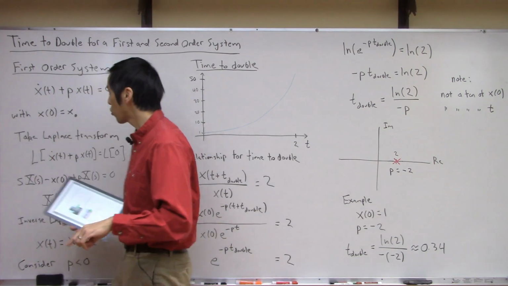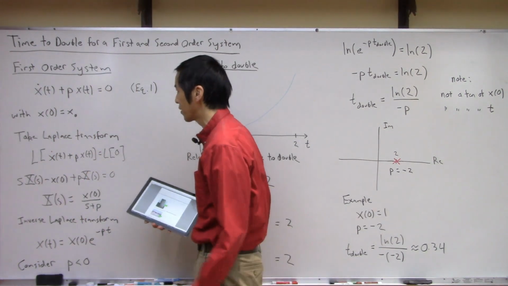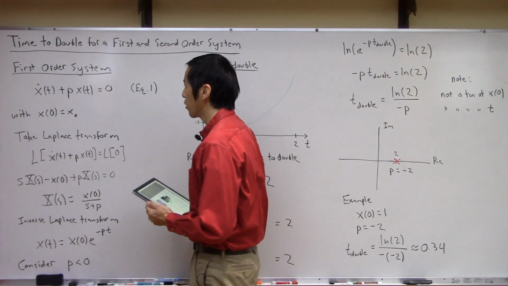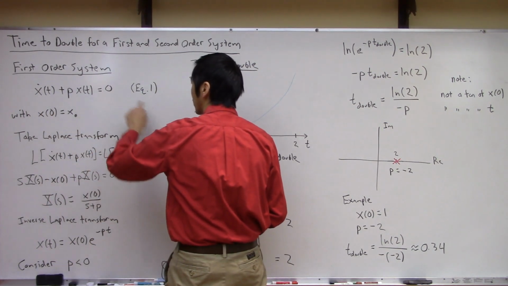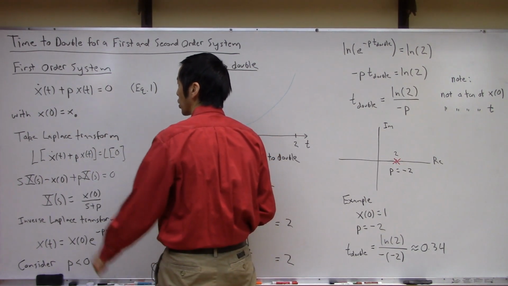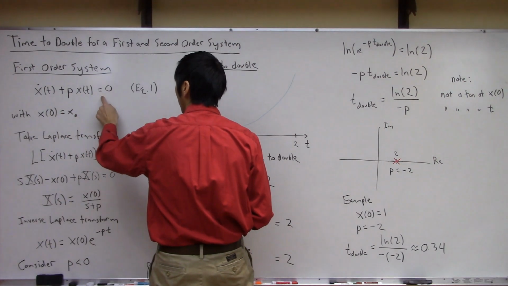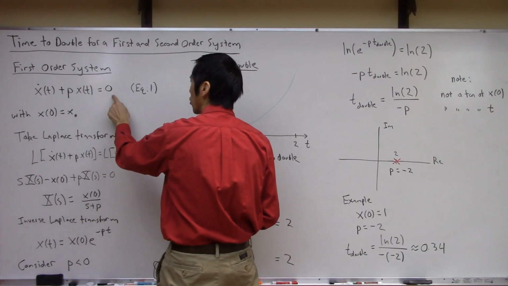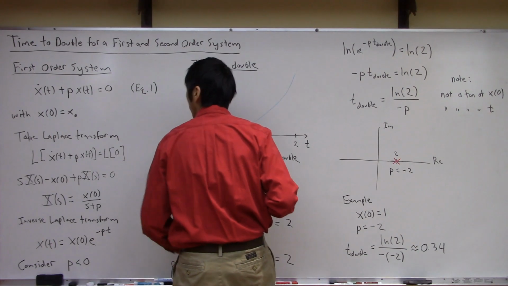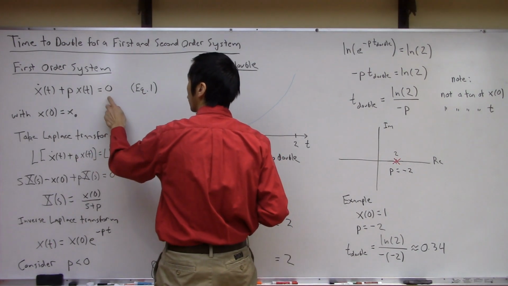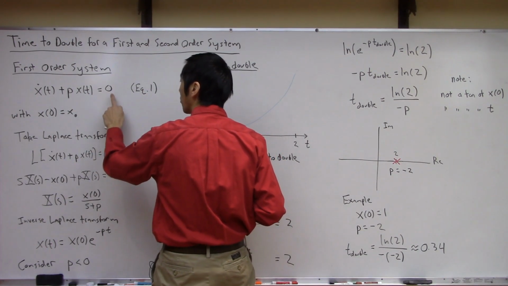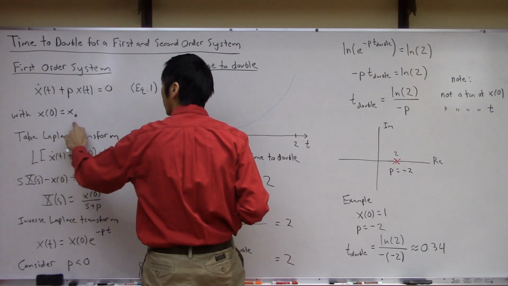So the easiest thing to start off with is a first order system, okay? It's pretty standard. Let's just use our standard first order differential equation, right? It's x dot plus px is equal to 0. So again, you can see here, there are no external inputs, right? This is a homogeneous first order differential equation. But let's consider having non-zero initial conditions.